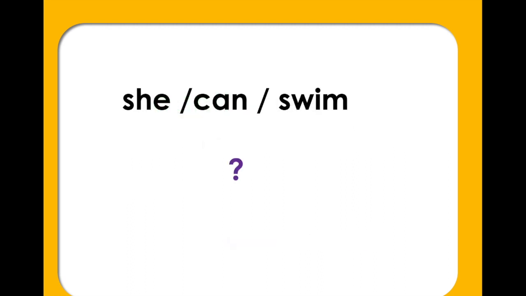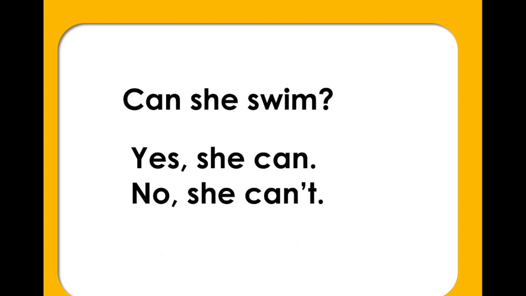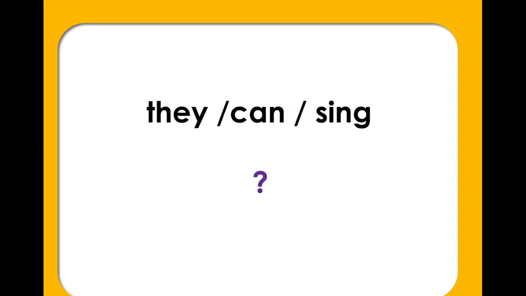Alright, what about this? Can you organize it and ask a question? What goes first in the question? Alright, we first need to use can, then the subject or pronoun, she, and then the verb, followed by the question mark. Can she swim? Yes, she can, or no, she can't. Good job.